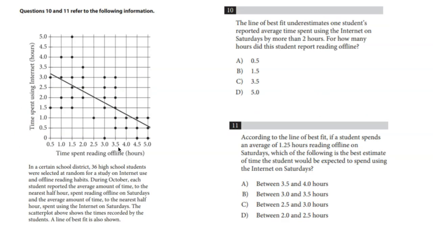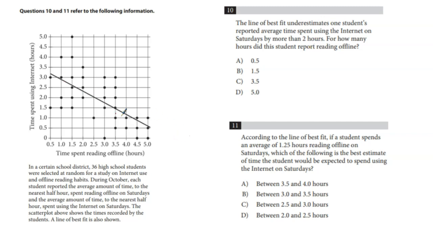So they want us to use this table to solve 10 and 11. So you look at it here, the time spent reading offline and the time spent using the internet. So here they want us to find the line of best fit underestimate. One student reported average time spent using the internet on Saturday by more than 2 hours. For how many hours did this student report reading offline?